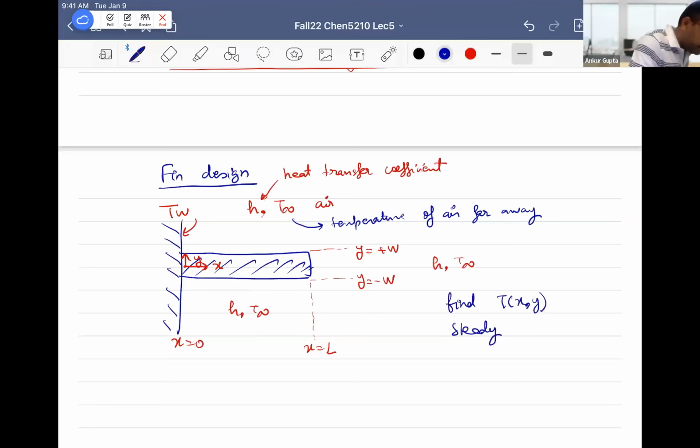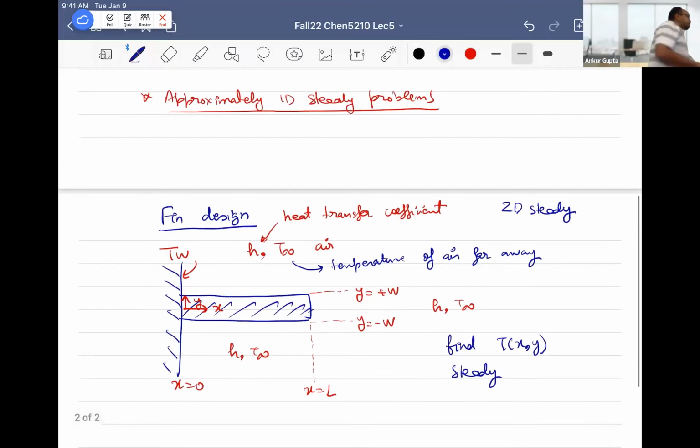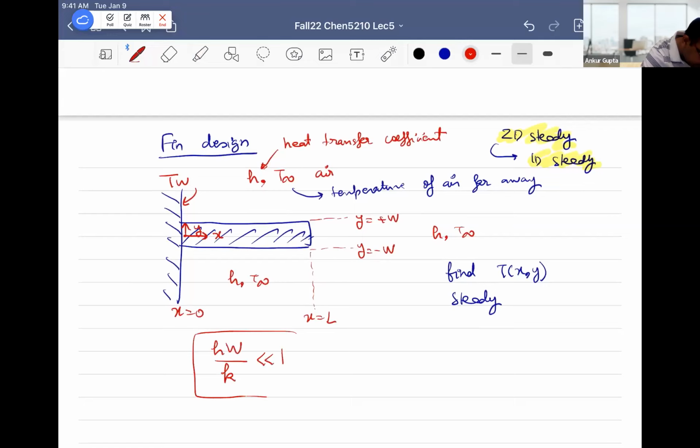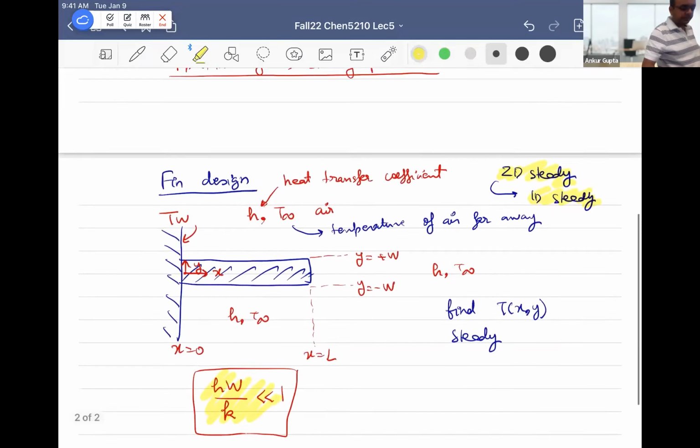So basically, this is a 2D steady problem. What we are trying to do today is think of an approximately 1D steady problem. We really want to make this problem from 2D steady to 1D steady. That's what I will focus on today: how to go from a 2D steady problem to a 1D steady problem. Obviously, this is not going to happen all the time. We have been given that hW/k is much smaller. All of these things will become clearer with time, but we're going to set up the problem.